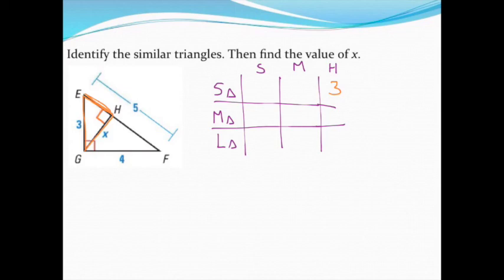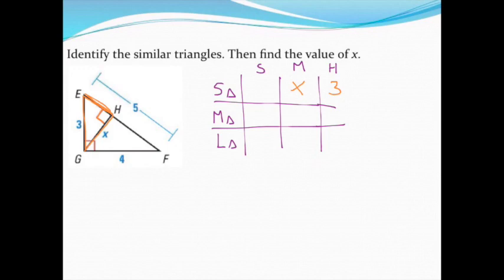Now sometimes it's hard to tell, and so what I do is I just kind of guess which one is the shortest and which one's the medium side. And basically if I can't do a proportion, I guess I've guessed wrong, so maybe try switching it. Usually you can tell though which is the short side and which is the medium side. I don't know the short side of the small triangle, but that's okay, I may not need it.